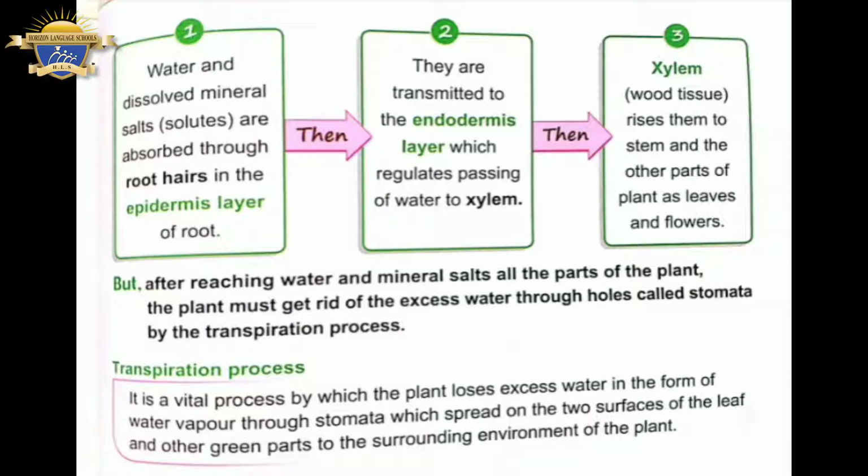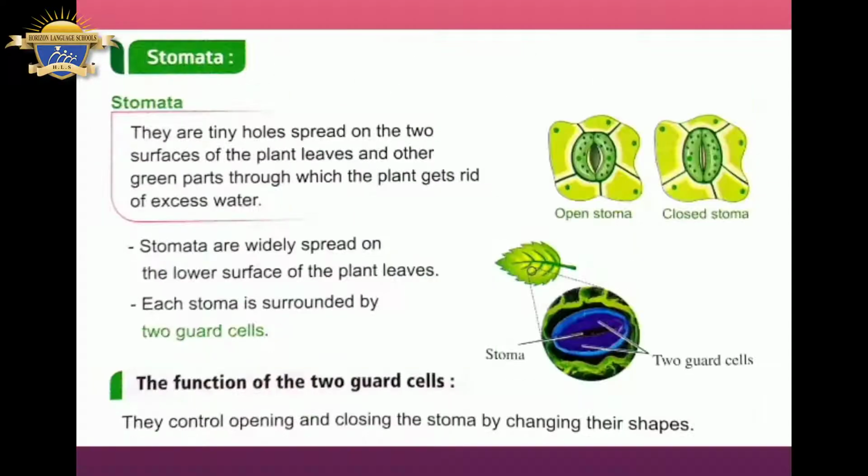What is the meaning of transpiration process? It is a vital process by which the plant loses excess water in the form of water vapor through stomata, which are spread on the two surfaces of the leaf and other green parts, to the surrounding environment of the plant. Stomata are tiny holes spread on the two surfaces of the plant leaves and other green parts through which the plant gets rid of excess water. So the plant gets rid of excess water through stomata in the transpiration process.